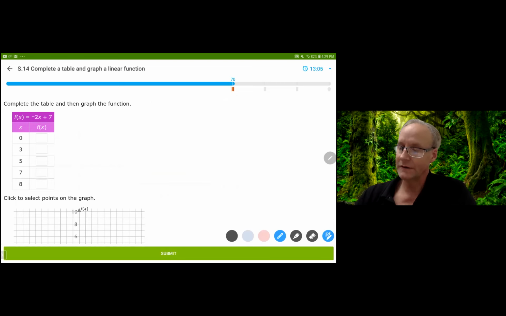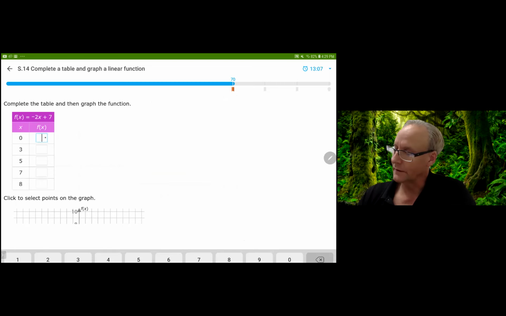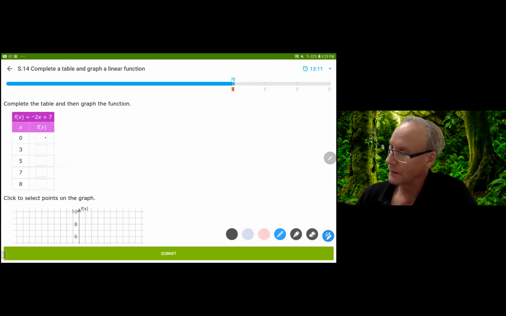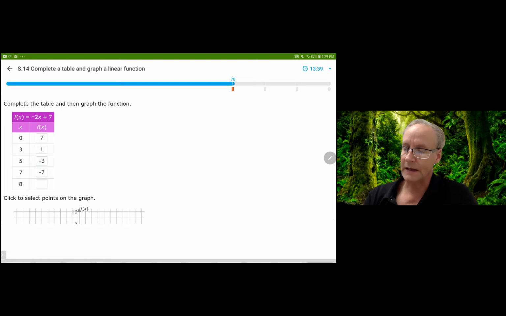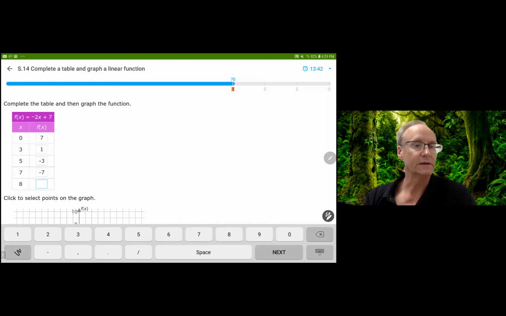So 0 goes in here, and we get 7 out. Oh, darn it, I didn't mean to put the dots. Let me get rid of it. Okay. I'm going to substitute in my head and get the 7, because we love 0. 0 times anything is 0, and when we add 7, we get 7. Now, 3 times -2 is -6, and hopefully you can add the 7 in your head and get the 1. The next one is going to be -3, isn't it? And 7 times -2 plus 7 is going to be -7. And what about 8? 8 times -2 is -16, and when you add the 7, you get the -9.